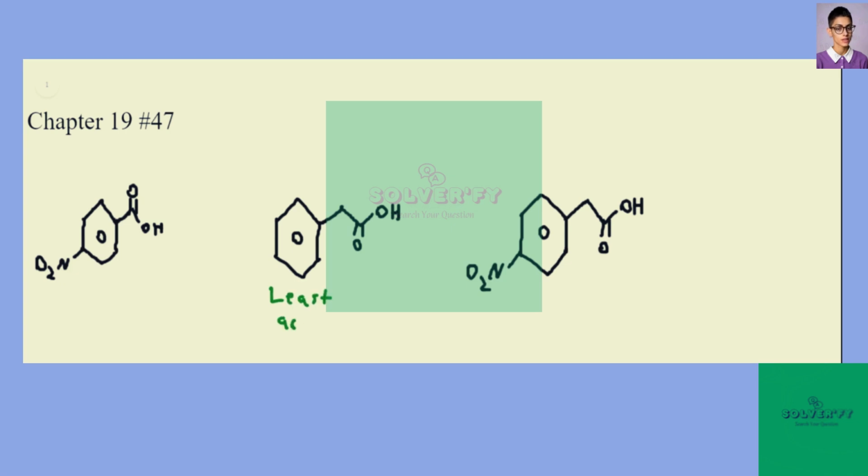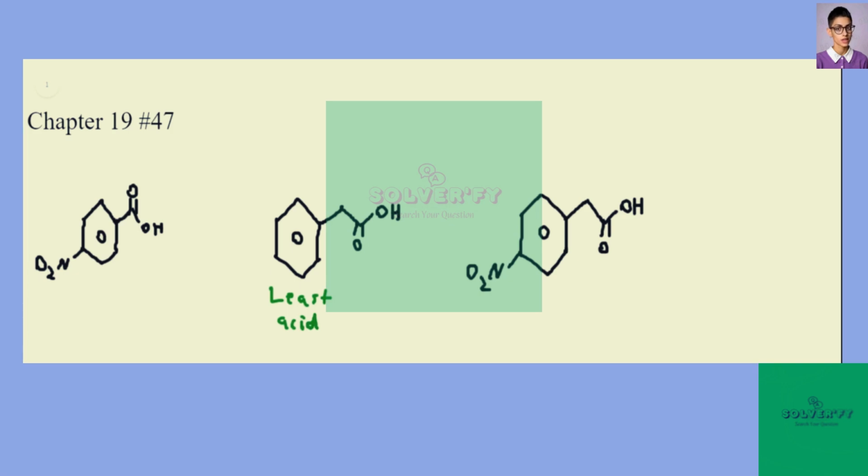As far as why it will be least acidic, it's because the carboxylic acid is not substituted directly on the aromatic ring. The carboxylic acid is separated from the ring by one carbon, and so this carboxylic acid is not much different than any regular alkyl carboxylic acid. We don't really get the stabilizing effects of the aromatic ring. Okay, so that's the least acidic.